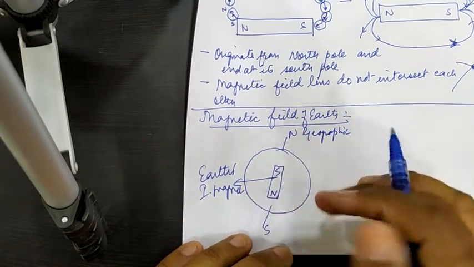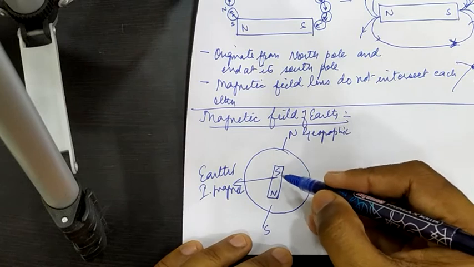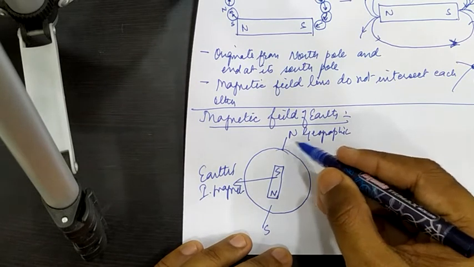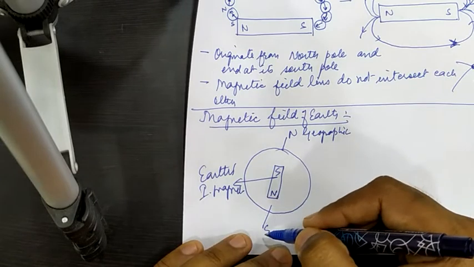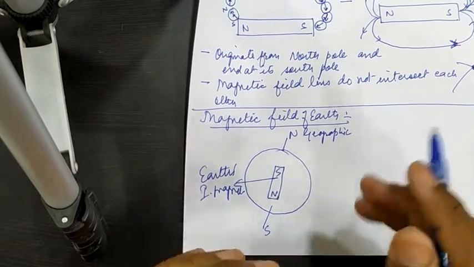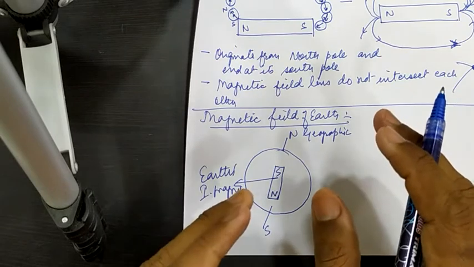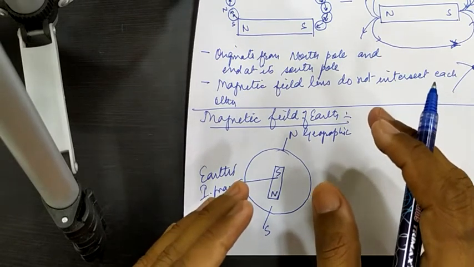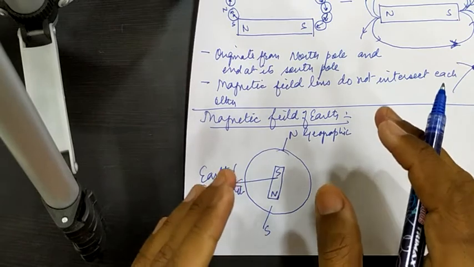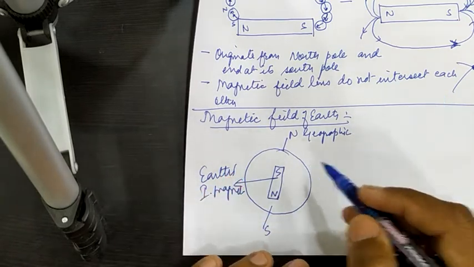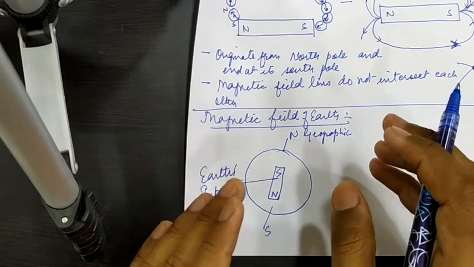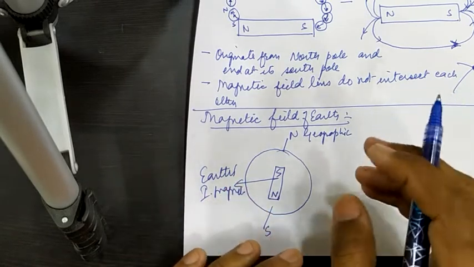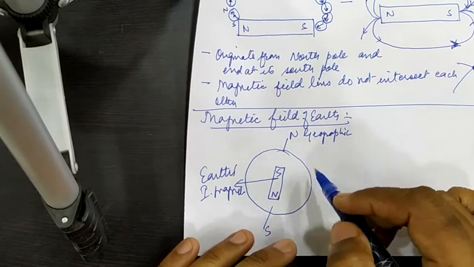Got it? So the South Pole of Earth's magnet points towards geographic north, and the North Pole of Earth's magnet points towards geographic south. Why is it so? One more thing: because of these north and south poles, if we suspend a magnet, then it will always point towards the north and south directions.